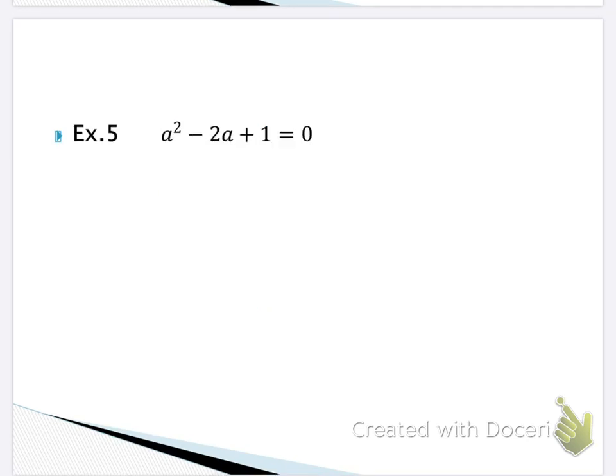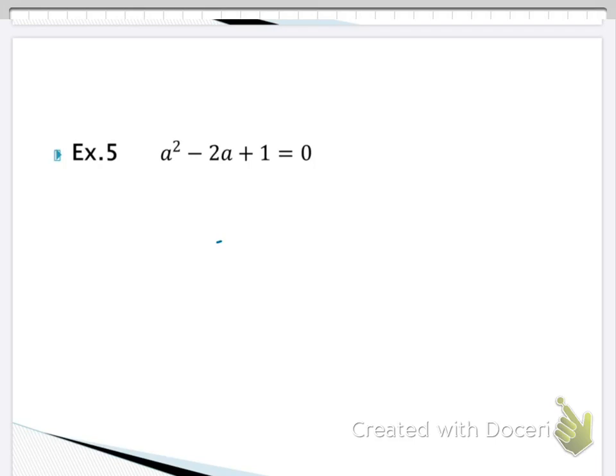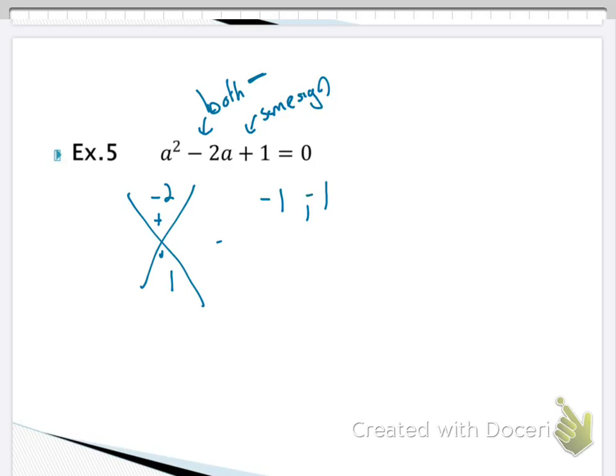Once again, we see that we have a leading coefficient of 1. Same sign. This one tells me both negative. Okay, so we can use our x method. Adds to give me negative 2, multiplies to give me 1. They're both going to be negative. Well, the only way that happens is 1 times negative 1. We can write this out as x minus 1 times x minus 1 equals 0.